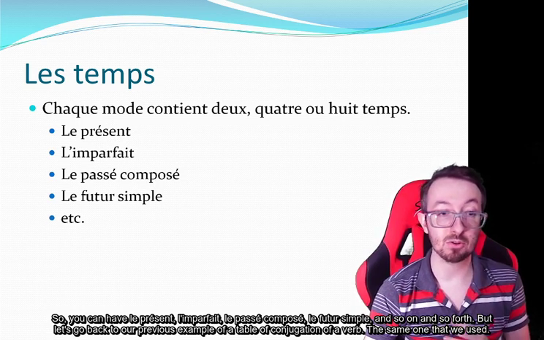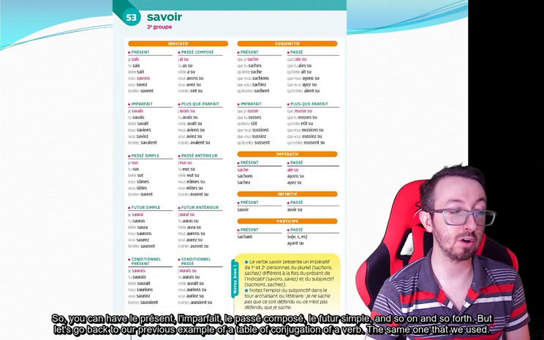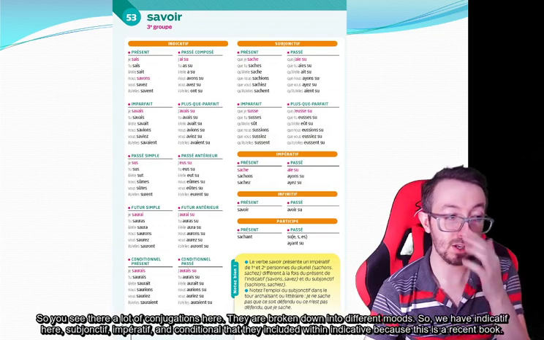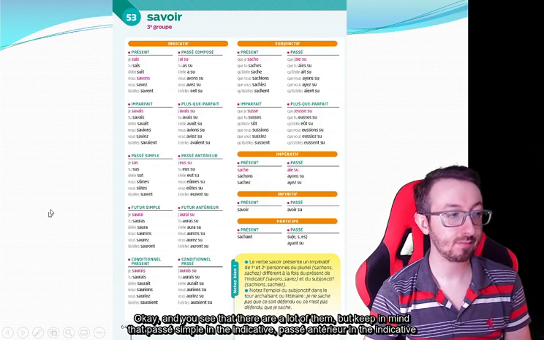So let's go back to our previous example of a table of conjugation of verbs, the same one that we used. So you see there are a lot of conjugations here, and they are broken down in different moods. So we have indicatif here, subjonctif, impératif, and conditionnel, which they included within indicative because this is a recent book.